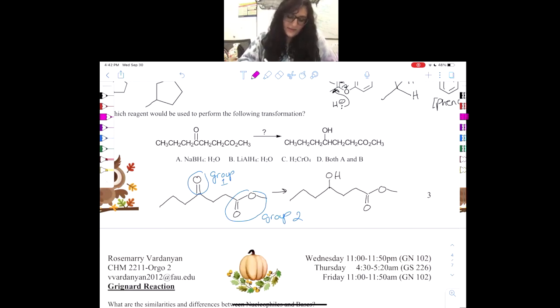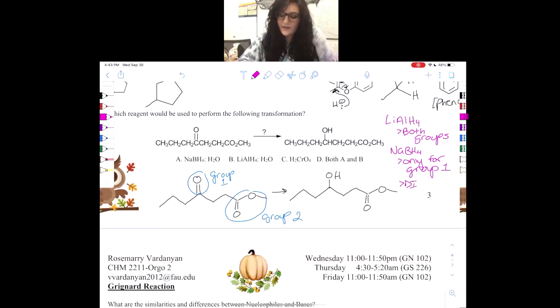And if we very quickly talk about our reagents, we know that LiAlH4 is for both groups because it's very strong. NaBH4 is only for group 1 because it's weak, so it needs the electrophile to be very, very reactive. And DIBAL is strange because it only works on group 2 and it stops at the aldehyde.